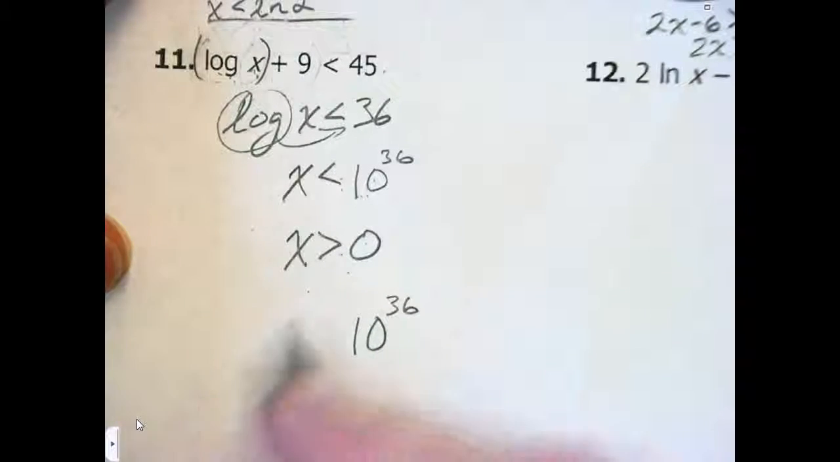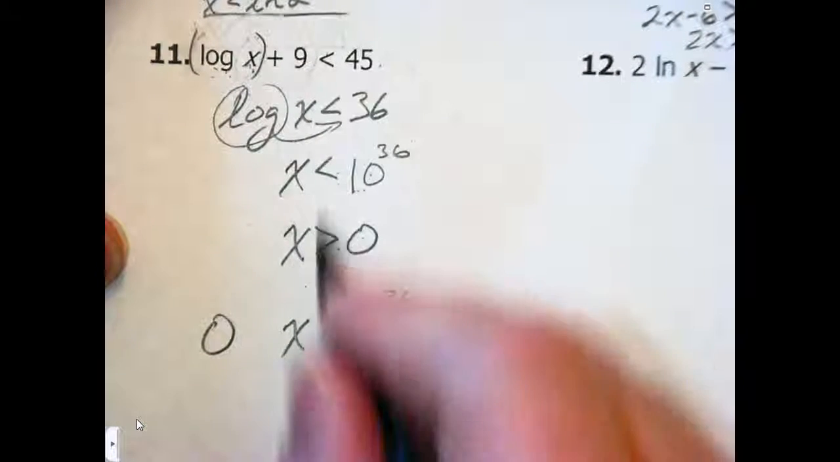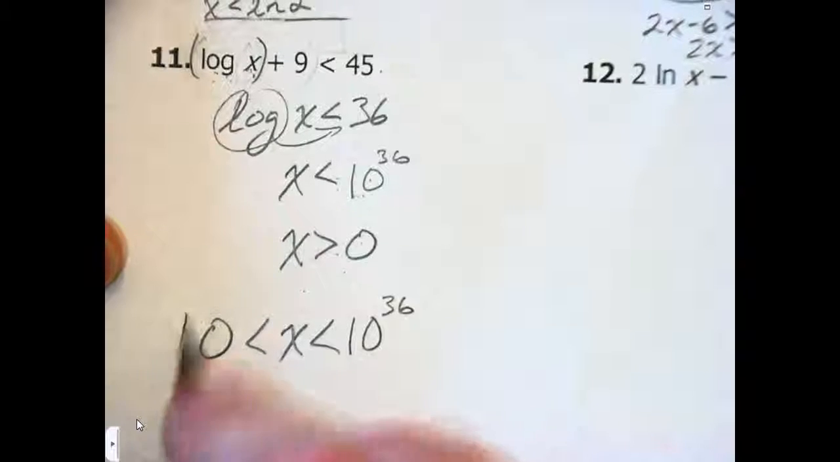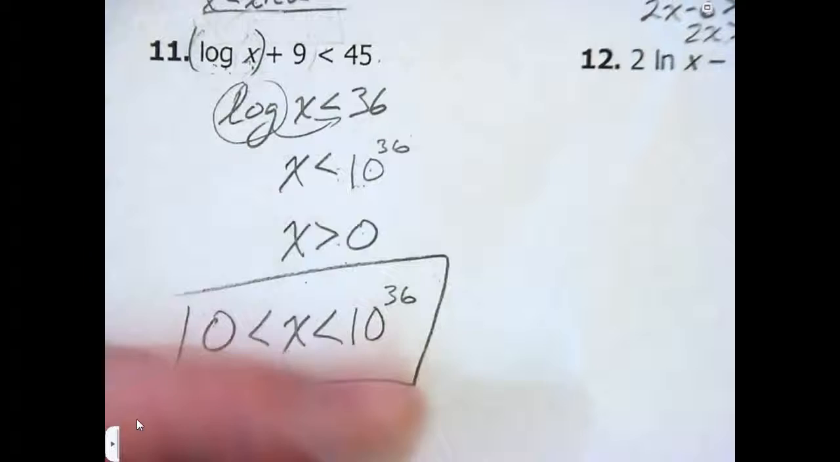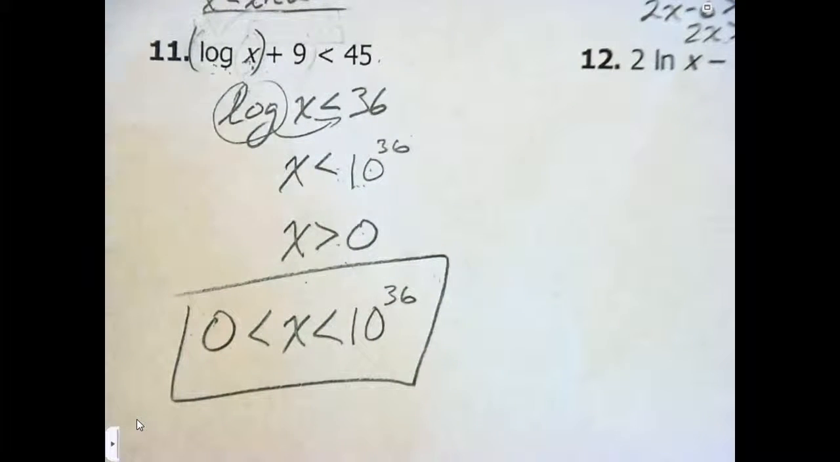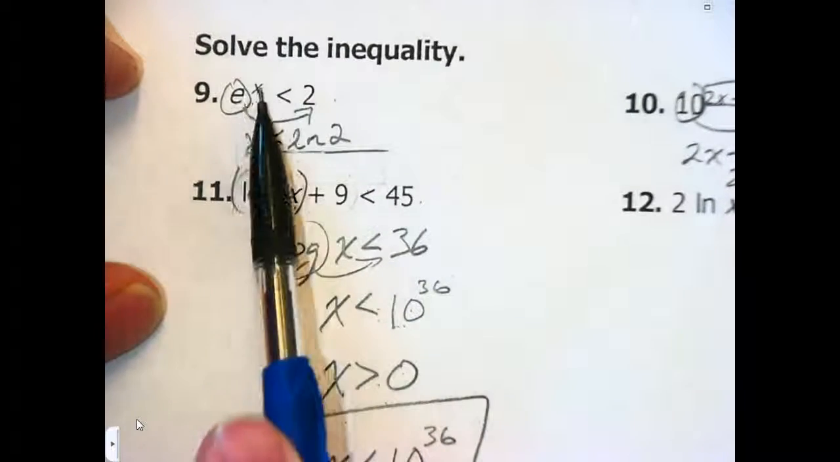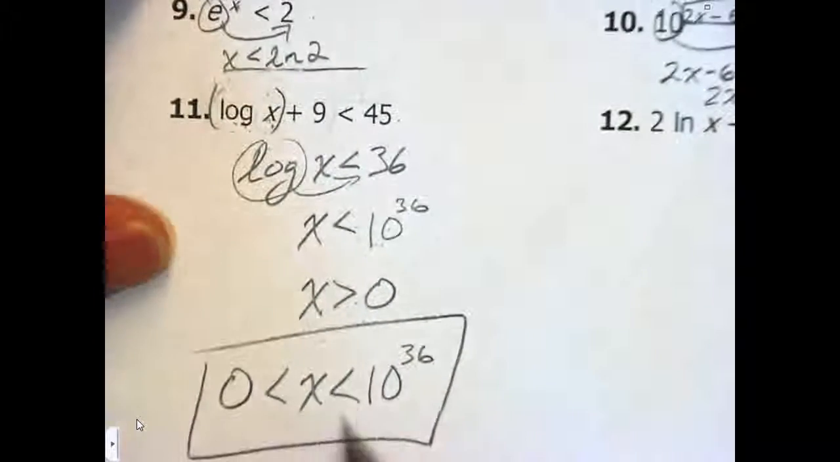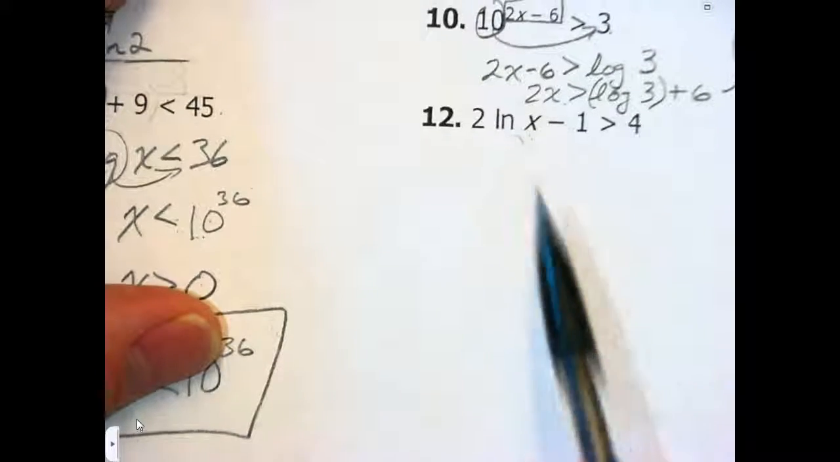10 to the 36, 0, and we have x. It has to be bigger than 0, less than 10 to the 36. Okay, so anytime you're taking, notice you didn't have to do that here because you can have a negative power. Anytime you're dealing with logs, though, you have to deal with that. So we're going to have to deal with it here? Yep. Potentially, right?